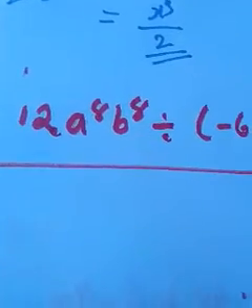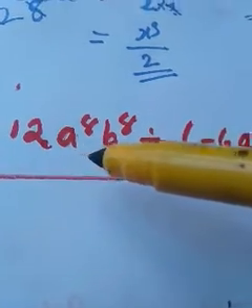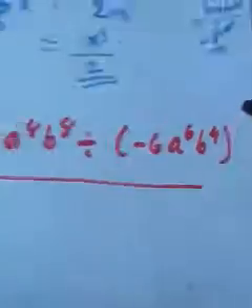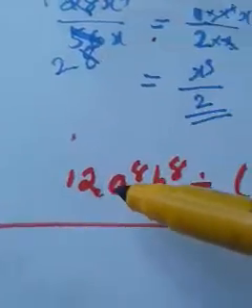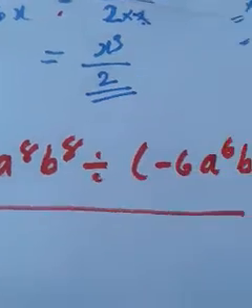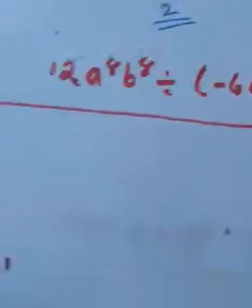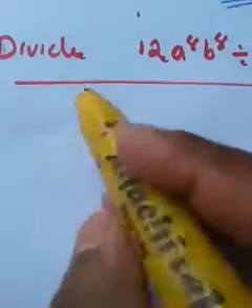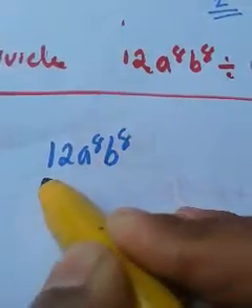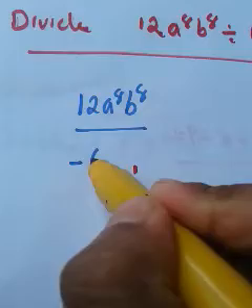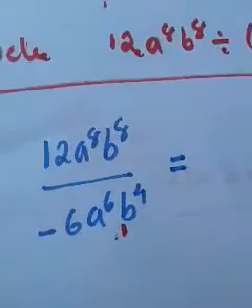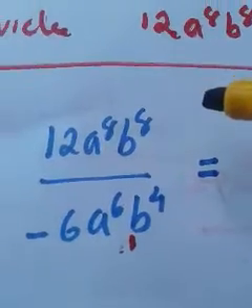We are moving to the next question. 12 a raised to 8 b raised to 8 divided by minus 6 a raised to 6 b raised to 4. Write the question as 12 a raised to 8 b raised to 8 divided by minus 6 a raised to 6 b raised to 4. So your question is 12 a raised to 8 b raised to 8 divided by minus 6 a raised to 6 b raised to 4. Just see. Here also we can go for simple cancellation.